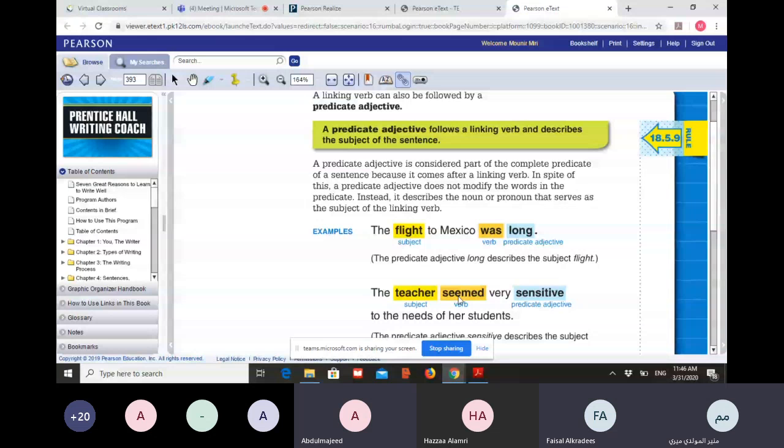So the second one is the teacher seemed very sensitive. Sensitive here is an adjective that describes the subject, which is teacher. Okay?